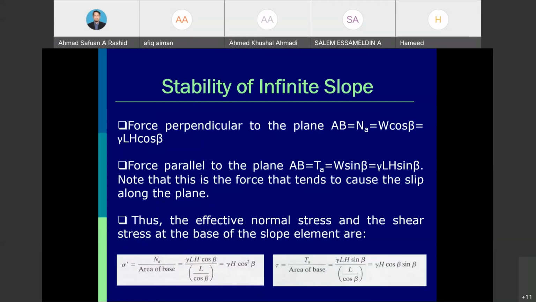Okay. So for the TA, TA over the area of the base, gamma LH sine beta over L cos beta. So this is the formula to get the stress, where W or NA or TA is the weight. So we need to divide by the area to get the stress. So then we obtain gamma H cos beta sine beta.